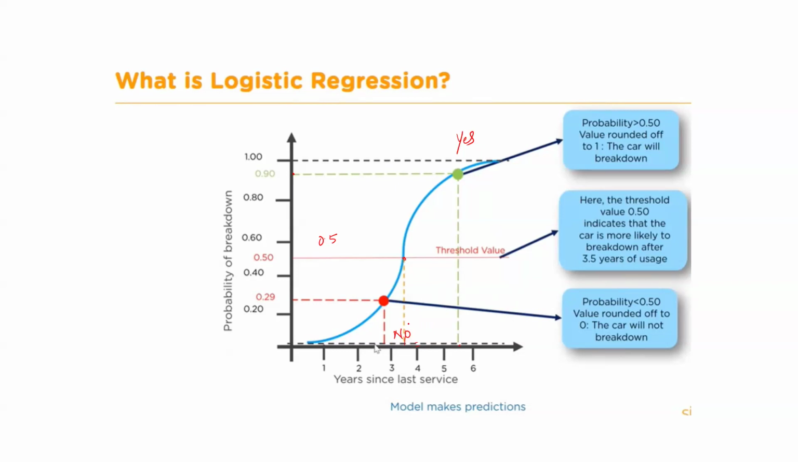So in this way, the model is going to make predictions based on the probability value. So simple. Here we have to set some threshold value. If it is greater than the particular threshold value, the outcome is 1. If it is below the threshold value, the outcome is 0.